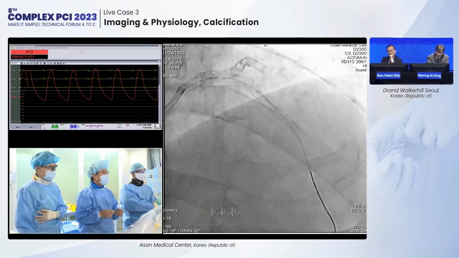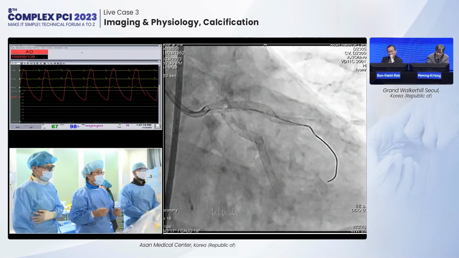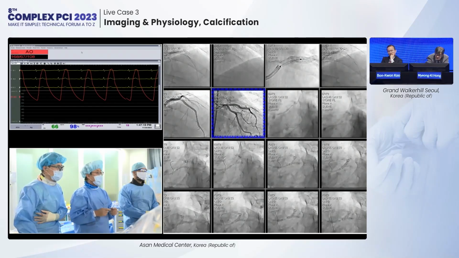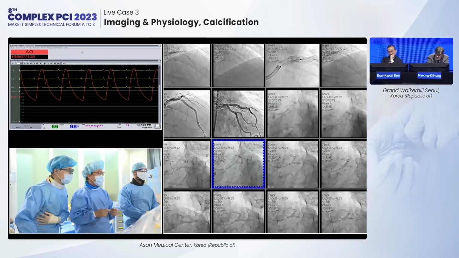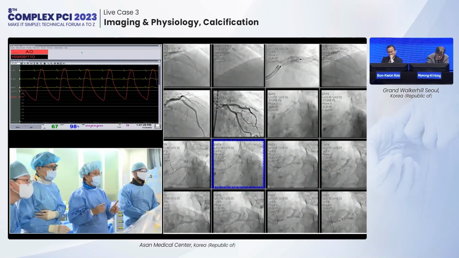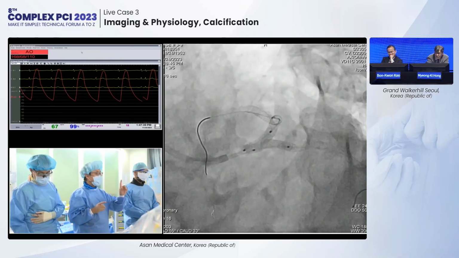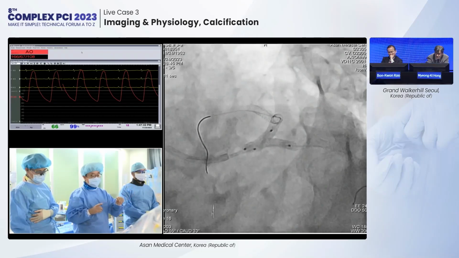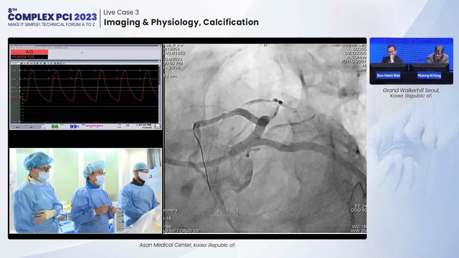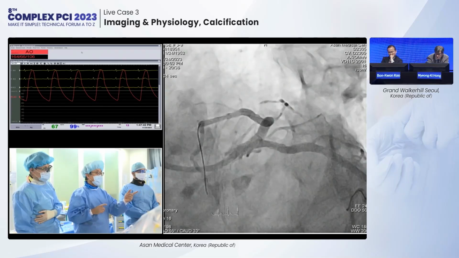So we will check the recrossed wire. Could you show the final kissing step? We did the final kissing balloon using 3.5 and 3.5, at the circumflex ostium and the left main ostium, twice. This is nearly the final angio, and the spider view looks beautiful.